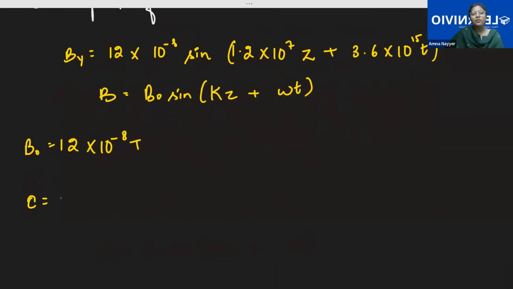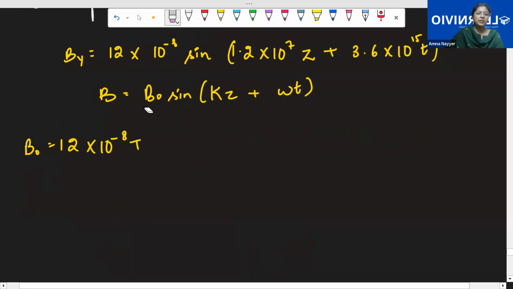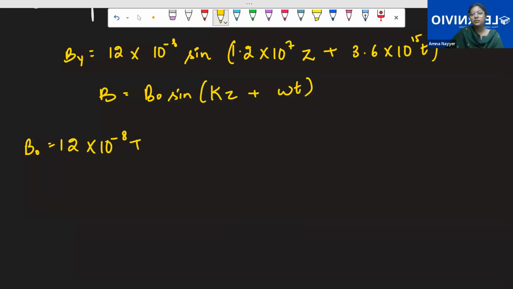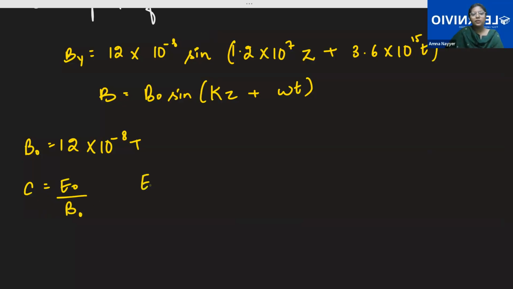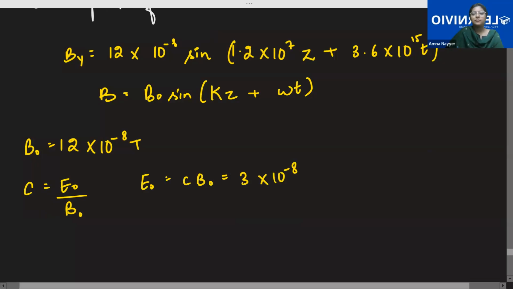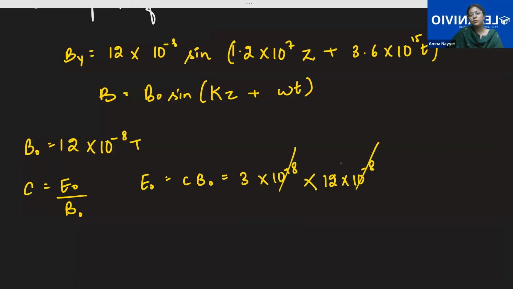We know the speed of light is equal to the electric field's peak value divided by the magnetic field's peak value. So E naught will be equal to C into B naught, that is 3 into 10 to the power 8 multiplied by B naught, which is 12 into 10 to the power minus 8. So this is equal to 36 Newton per Coulomb, the electric field.